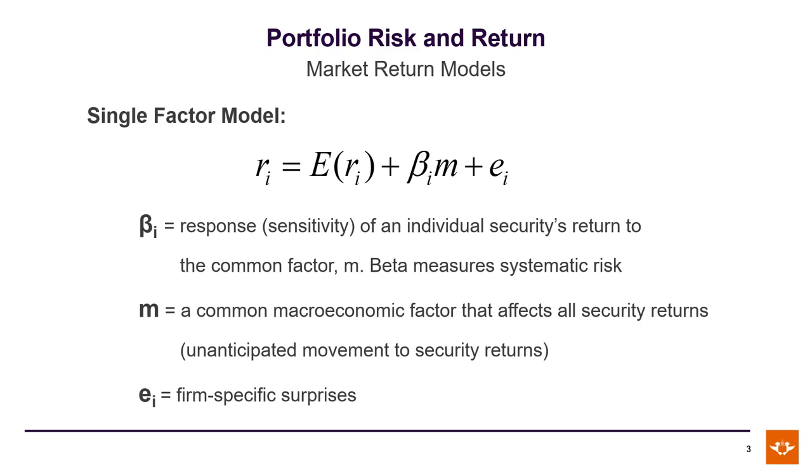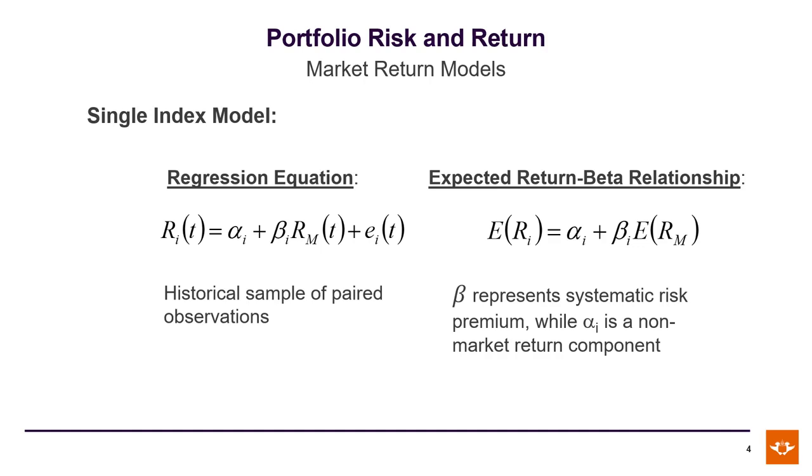which is a result of unanticipated movements. The error term in this model are firm-specific surprises and what we will refer to in future as diversifiable risk or unique or firm-specific risk. The beta represents the response or sensitivity of an individual security's return to the common factor or the common macroeconomic factor, and it measures systematic risk.